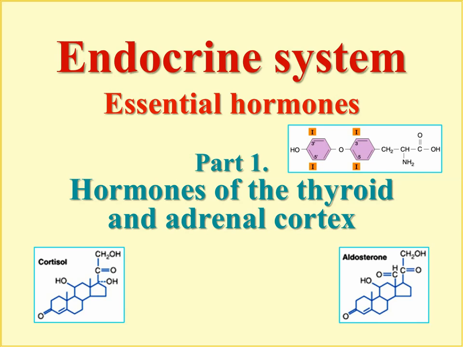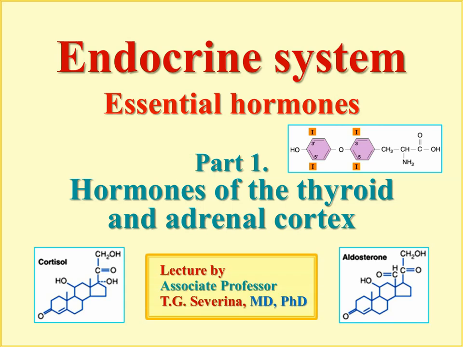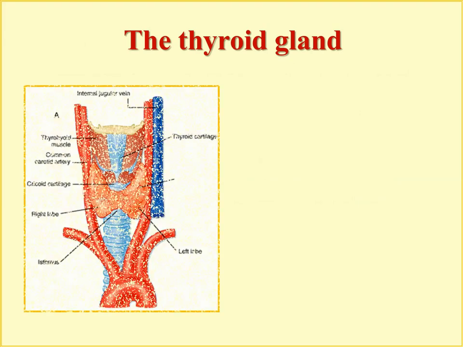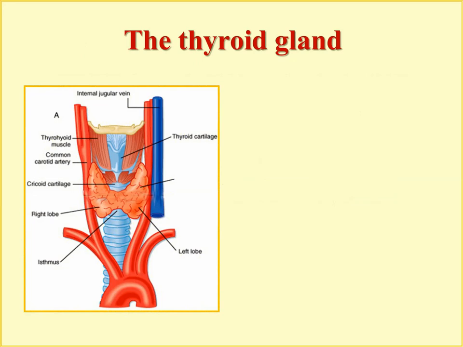Endocrine system, essential hormones. In this part of the lecture, we are going to learn the main characteristics of the thyroid and adrenal cortex hormones. And we begin with thyroid hormones. The thyroid gland is located at the anterior side of the neck. It is of butterfly-like shape with two lobes.